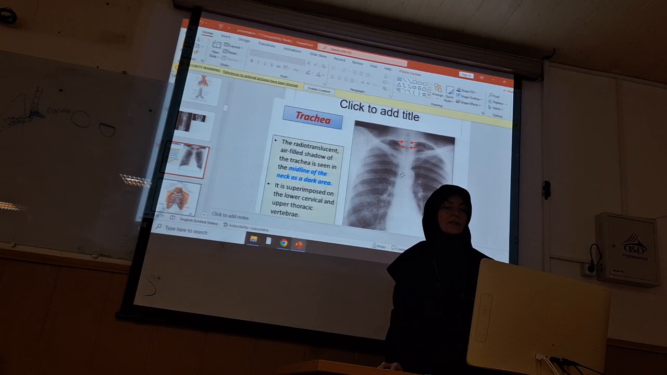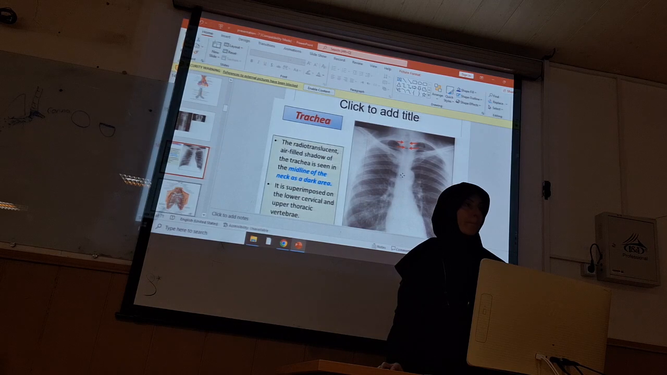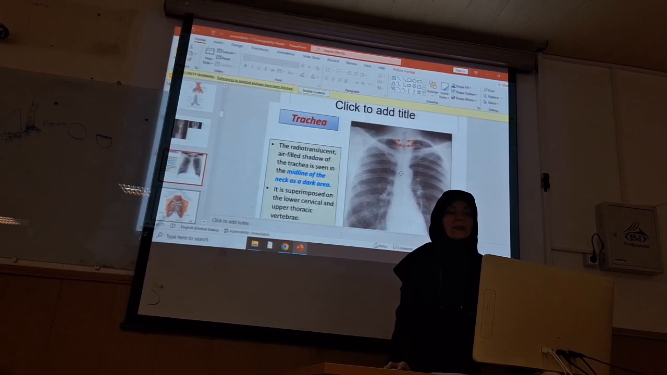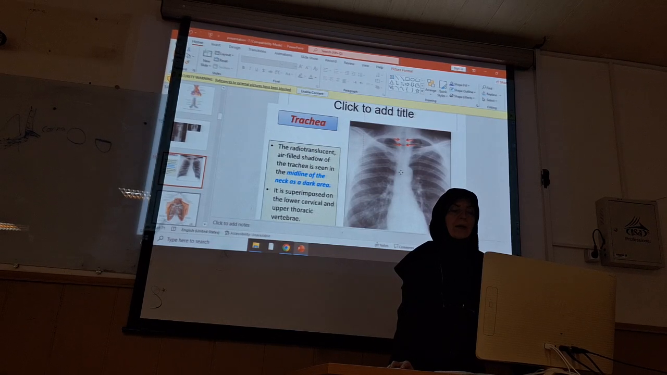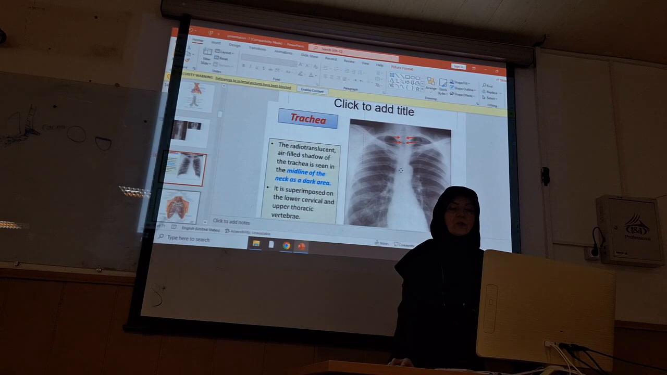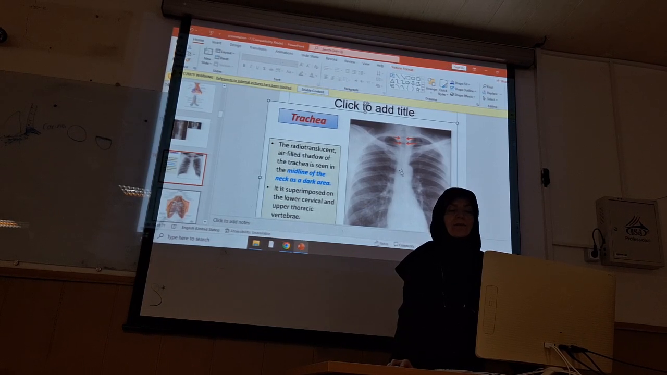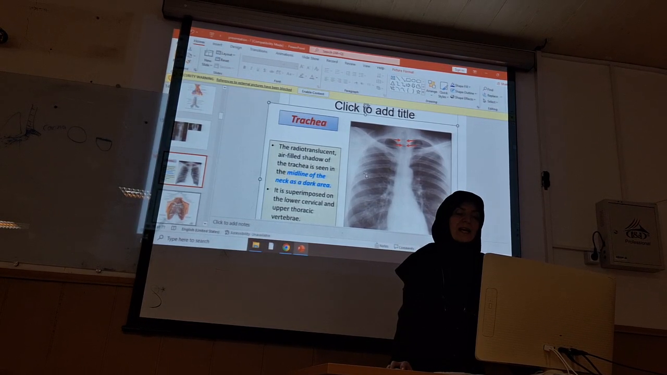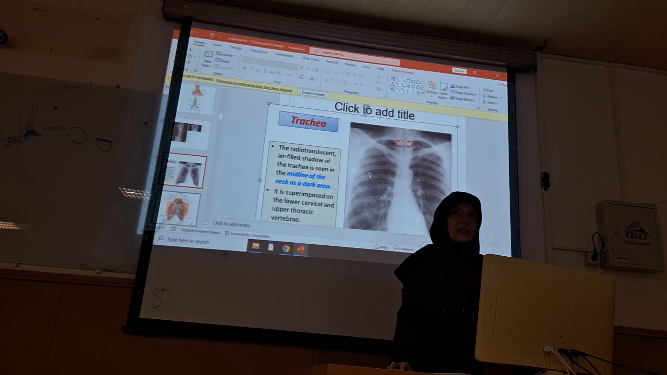Here, it is going to show you the hilum, all of the structure in the hilum. Now, it is possible, for example, looking at the right lung and left lung, that a nodule, a cyst, or a tumor is found here.